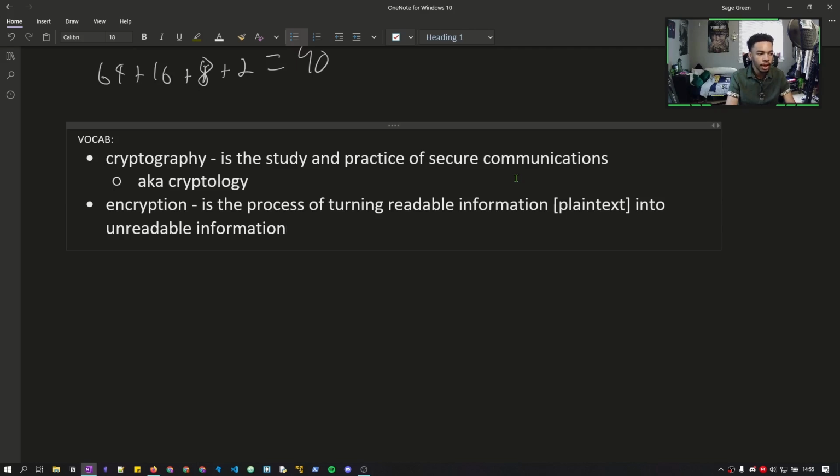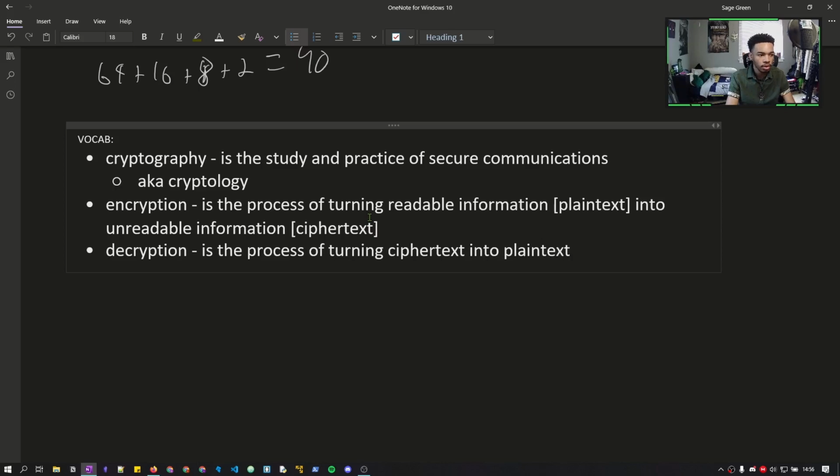Cool. And this unreadable information is called ciphertext. Now I'm going to be referring to plain text and ciphertext a lot to make sure you guys understand this, all right? Now we're going to have to talk about decryption. Decryption is the process of turning ciphertext into plain text. All right?